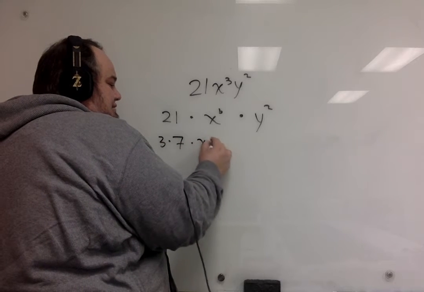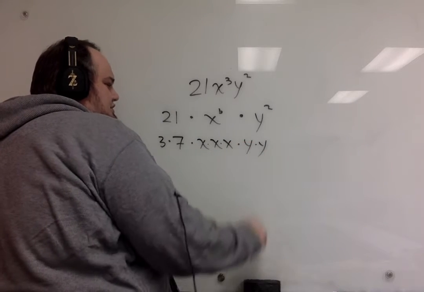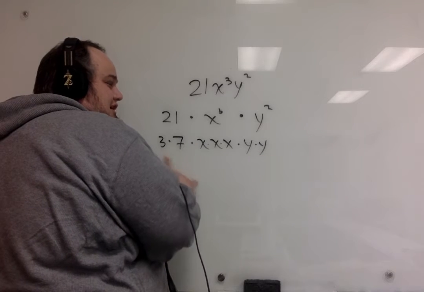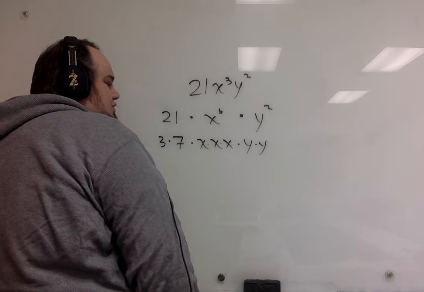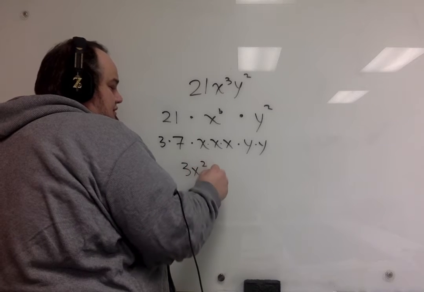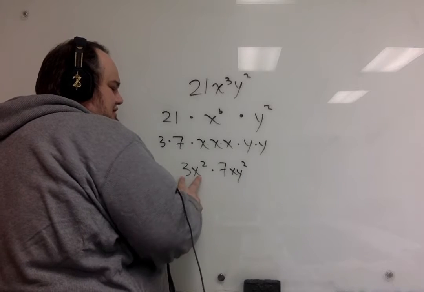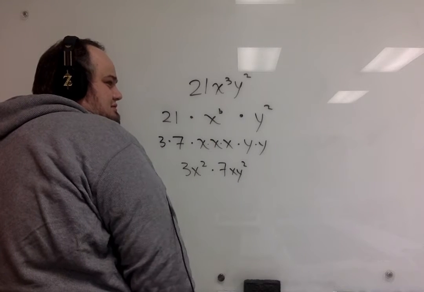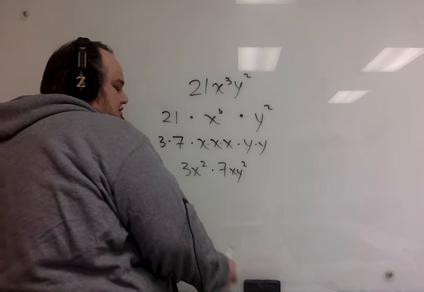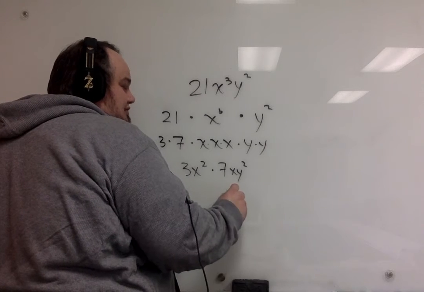X cubed is x times x times x. Y squared is y times y. So we have 2 factors of y, 3 factors of x, and then a factor of 3 and a factor of 7. So we could split these into different parts and say that this is actually 3x squared times 7xy squared. So you could say that 3x squared is a factor of this as well, and that 7xy squared is a factor. So we can break this apart just like we did the numbers of last time when we had 24 and 18.